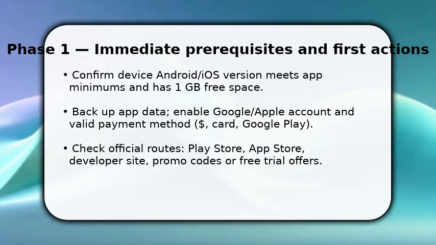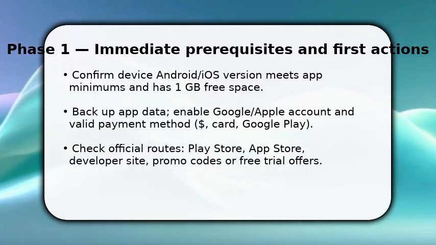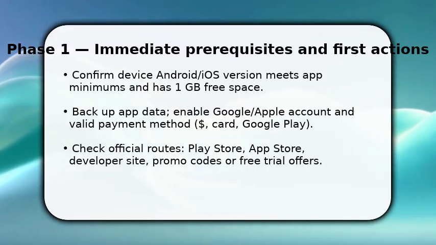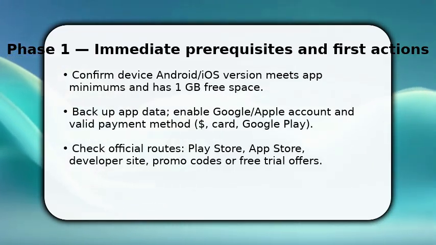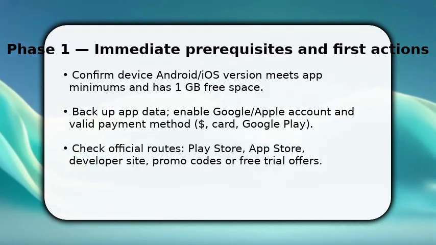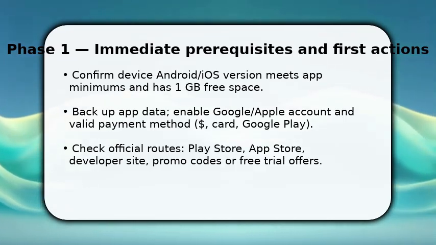You begin by preparing the device and choosing a legal path. Check your OS version and free space, and back up existing widget data. Next, make sure a valid payment method is set up in Google or Apple accounts. This speeds checkout. Once ready, look for official offers, promos, free trials, or discounted bundles, rather than third-party APKs. Doing this protects your device and personal data while ensuring updates and support from the developer.